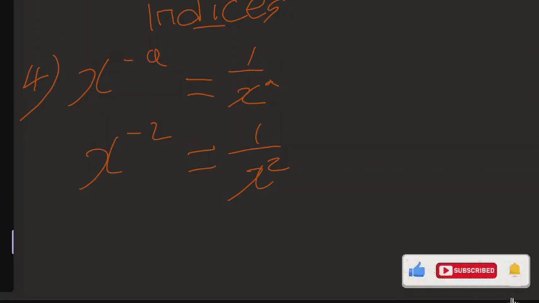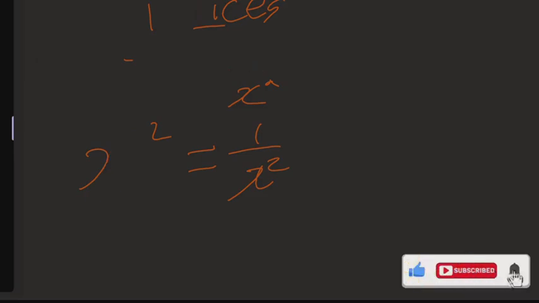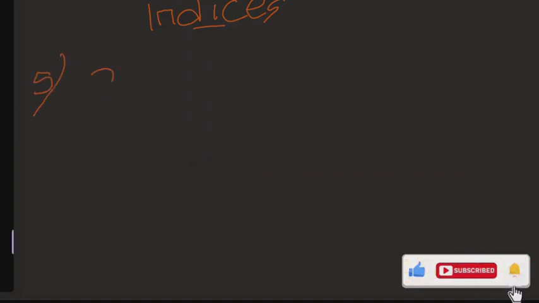So that's it for that. Now, what if we have a fraction as the power? Let's look at that as number 5. What do we do with that? Something like this, x raised to the power of a over b. Whenever we have a fraction as the power, the numerator of the fraction is the power of the base, while the denominator of the fraction is the root of the base.